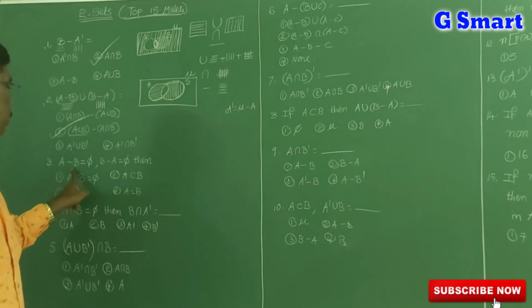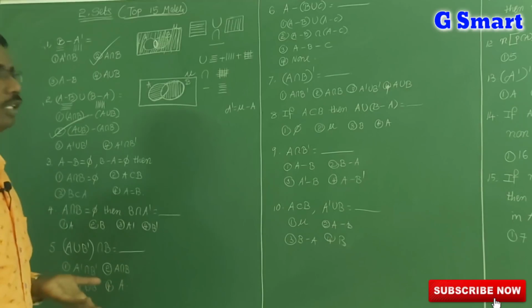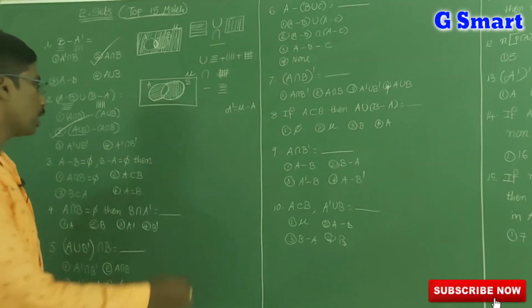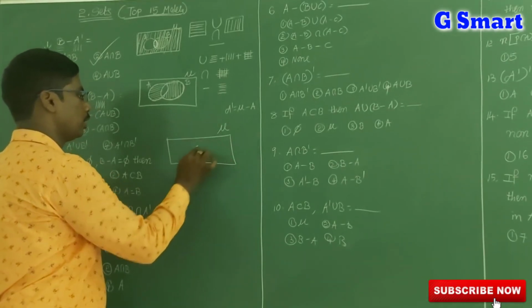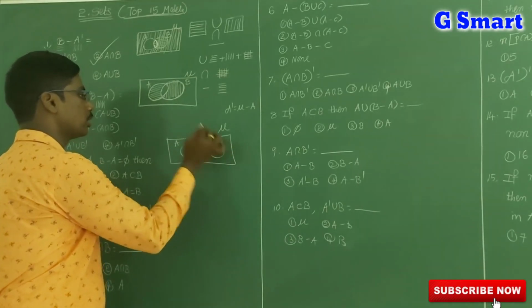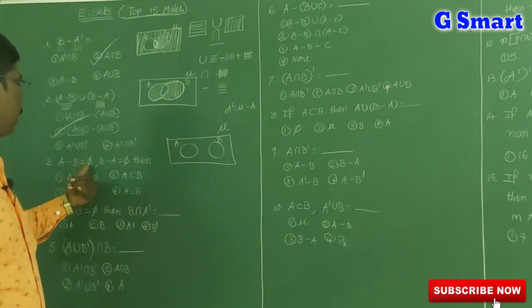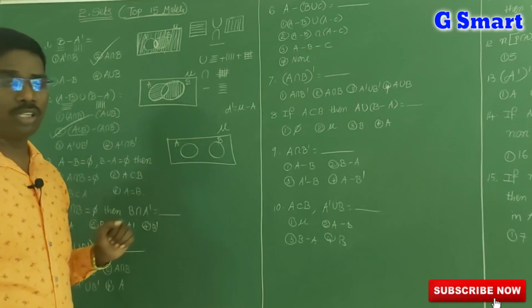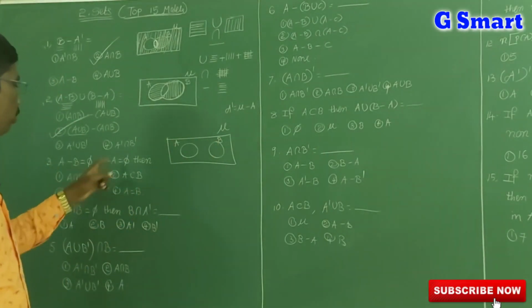Here A minus B is pi and B minus A is pi. Then what is the answer? A minus B is pi means those are disjoint. Now the diagram will be changed like this. This is A and this is B, because they are disjoint. A minus B is pi means whatever elements are in A, those elements are not in B. What are the elements present in B? Those are not in A. So A minus B is equal to pi, B minus A is equal to pi.